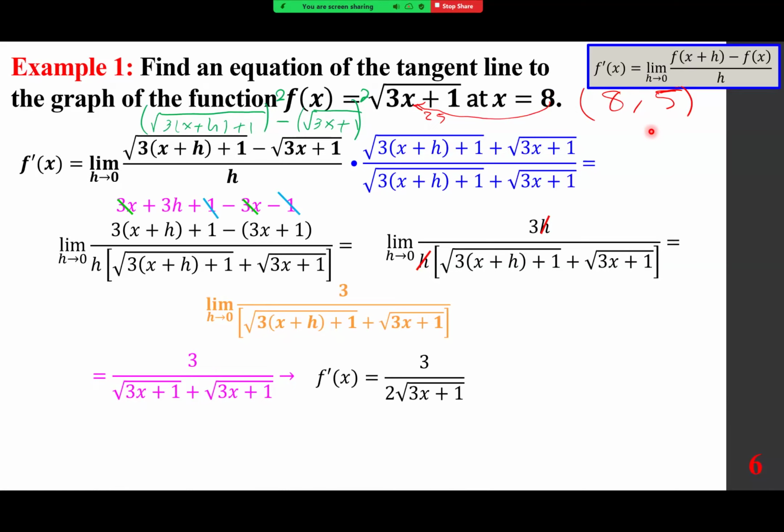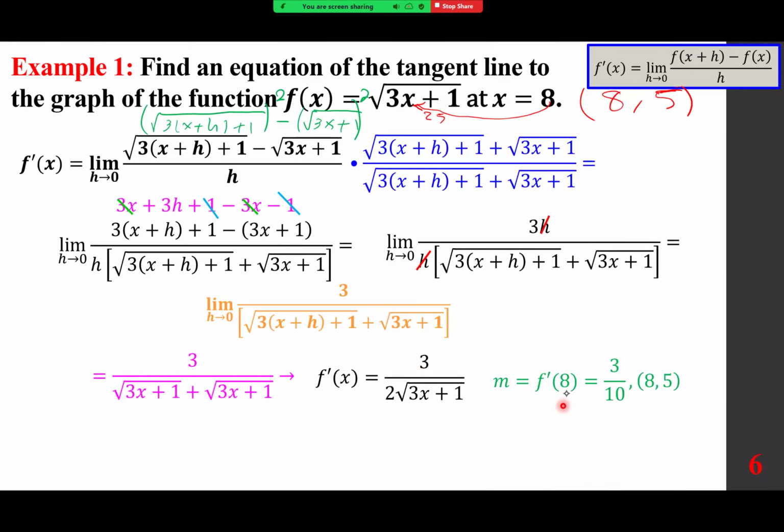So we want to find an equation of a tangent line. We already have the pair. Now we need the slope, which is f prime of 8. So if I plug in 8, remember when we plugged in 8, this became 5. So this is 5. 3 over 2 times 5, or 3 over 10. F prime of 8 is 3 over 10.